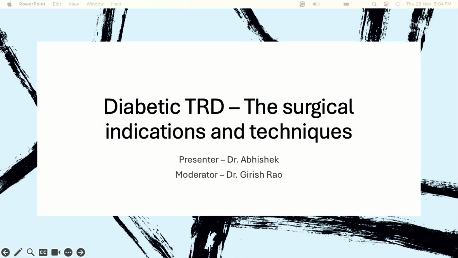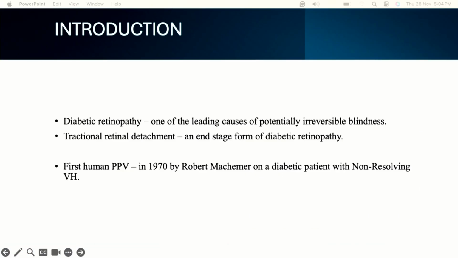So good evening everyone. Today's discussion is on diabetic TRD, the surgical indications and the surgical techniques, and the session is moderated by Dr. JSR sir. So diabetic retinopathy, as we all know, is a leading cause of potentially irreversible blindness, and TRD represents an end stage of the diabetic retinopathy.